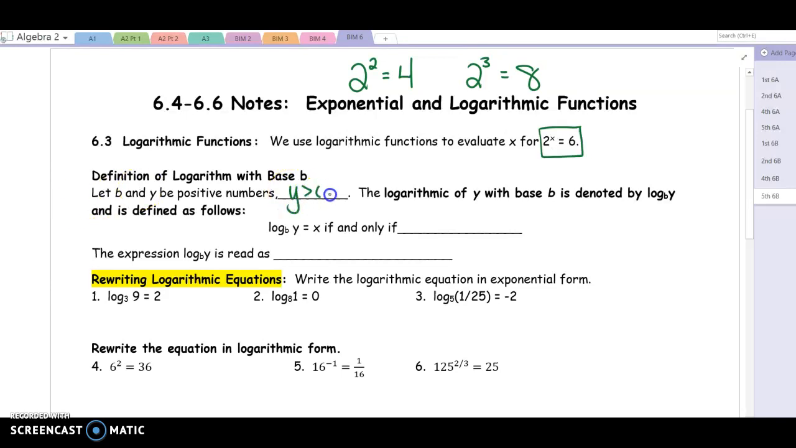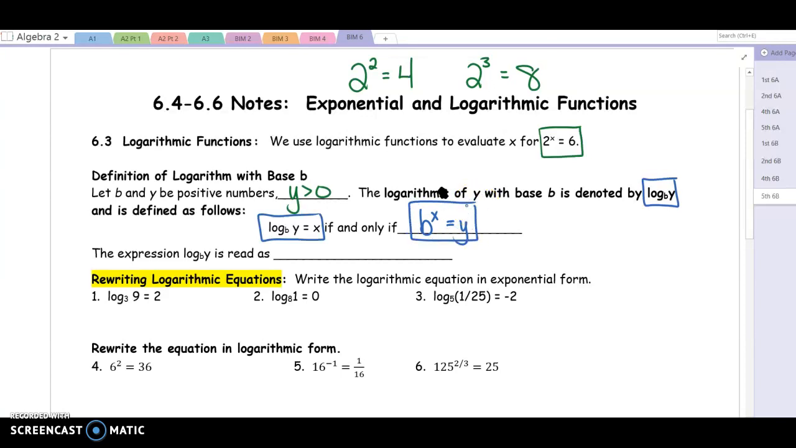Technically, this blank needs a y is greater than 0 in there. There is a small error here where it says logarithmic. If you could cross out the I and the C. Sorry about that. The logarithm of y with base b is denoted by log base b of y. And it is defined as follows. The log base b of y equals x if and only if b to the x equals y.